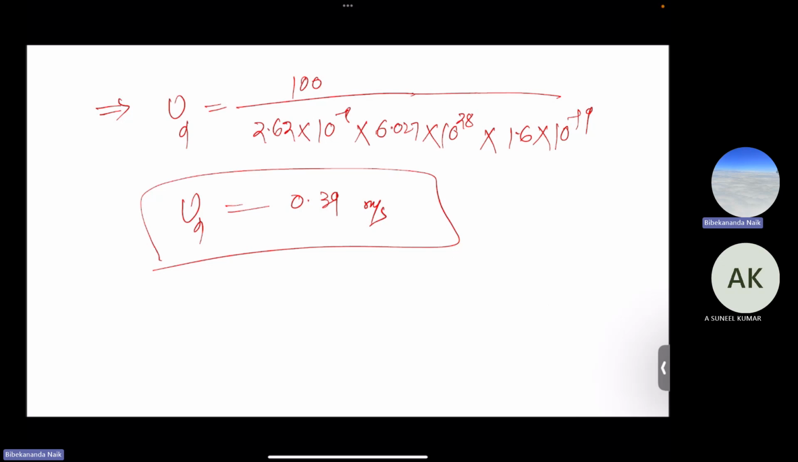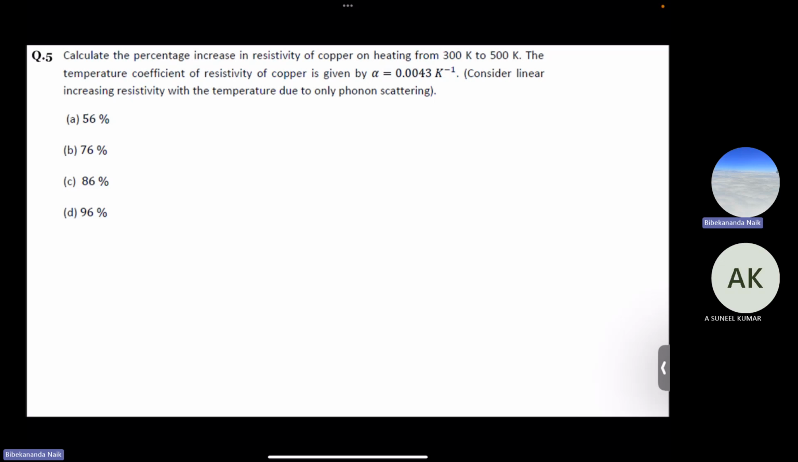The question says, calculate the percentage increase in resistivity of copper on heating from 300 Kelvin to 500 Kelvin. The temperature coefficient of resistivity of copper is given by alpha equals 0.0043 per Kelvin. Consider linear increase of resistivity with temperature due to only phonon scattering.